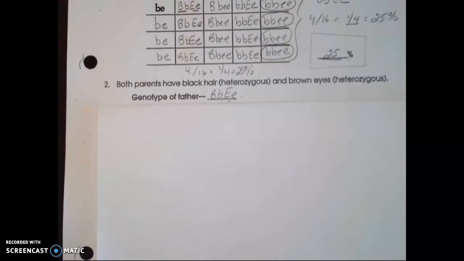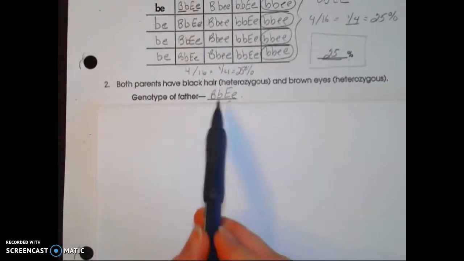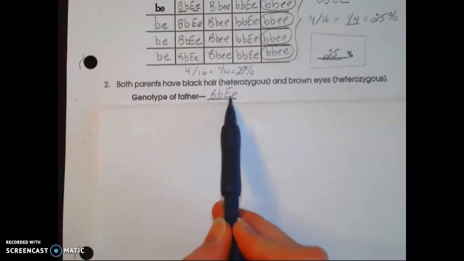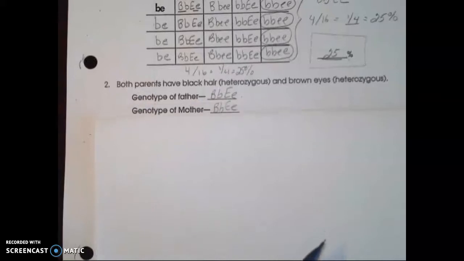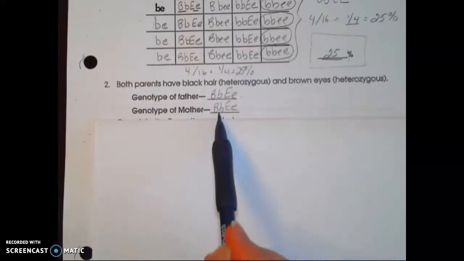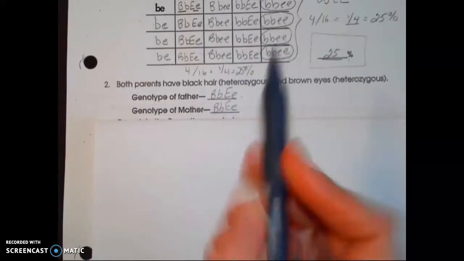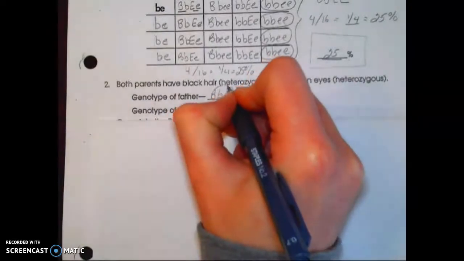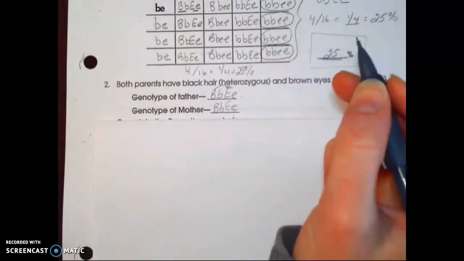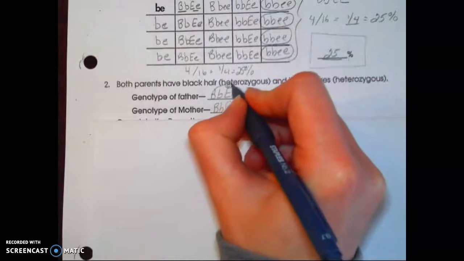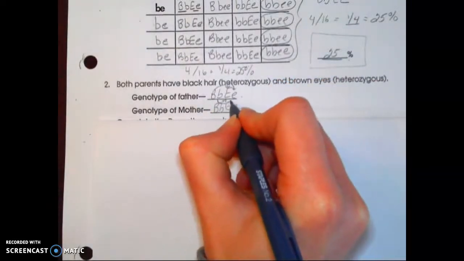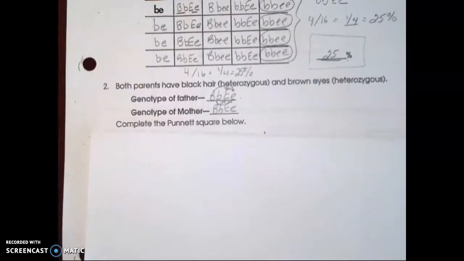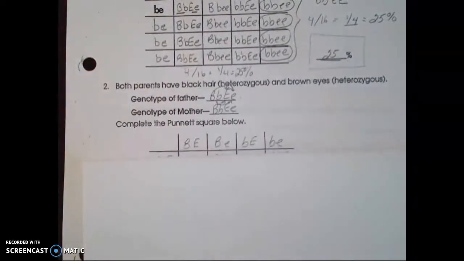So for number 2, both parents are heterozygous for both traits. So notice dad here is heterozygous for the first trait and heterozygous for the second trait. It says both parents are heterozygous, so mom has the same thing. She's heterozygous for trait 1 and heterozygous for trait 2. Now remember, we're going to distribute the first B with the first E to figure out our pairings, the first B with the second E. Second B, first E, second B, second E. So our Punnett square should be set up like this.